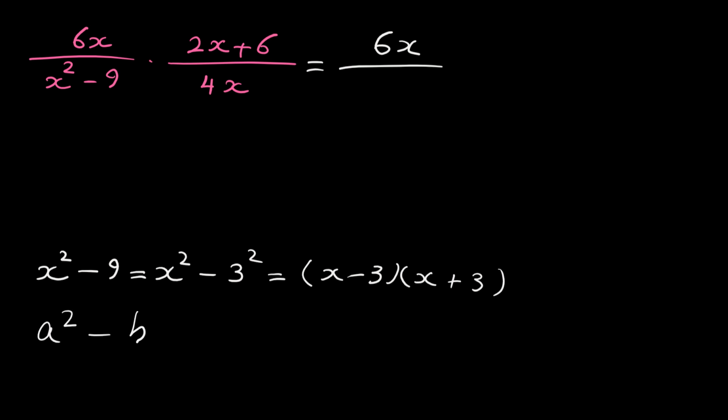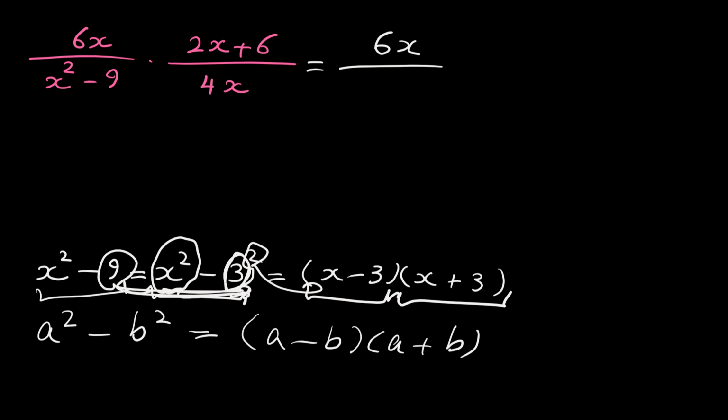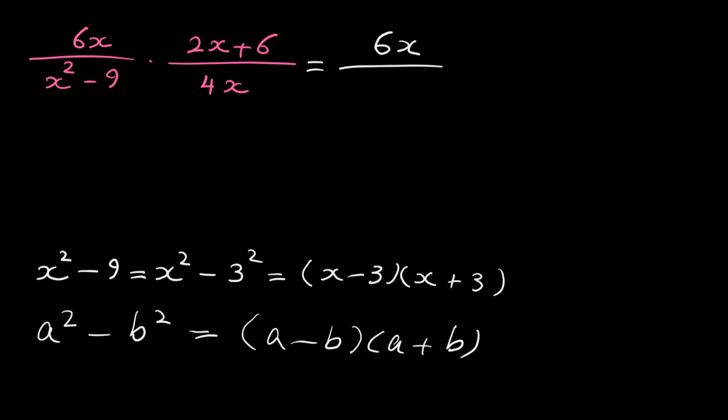Let me remind you of this important identity that we need a lot in this video. a to the 2 minus b to the 2 is a minus b times a plus b. Based on this identity, we can factor x to the 2 minus 9, which is basically x to the 2 minus 3 to the 2, because 9 is 3 to the 2. We can factor it in the form of x minus 3 times x plus 3. So first we try to factor numerator and denominator before multiplying numerator by numerator or denominator by denominator.